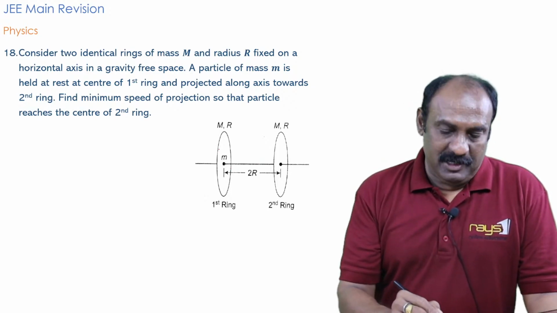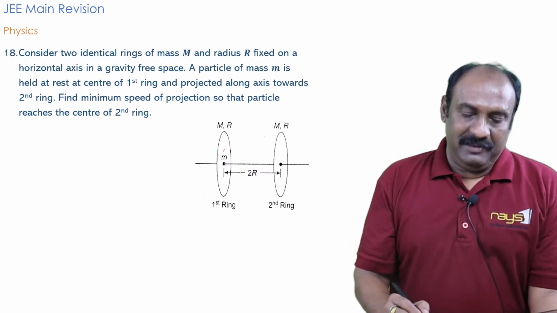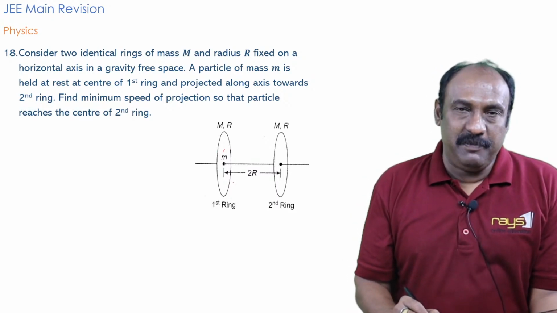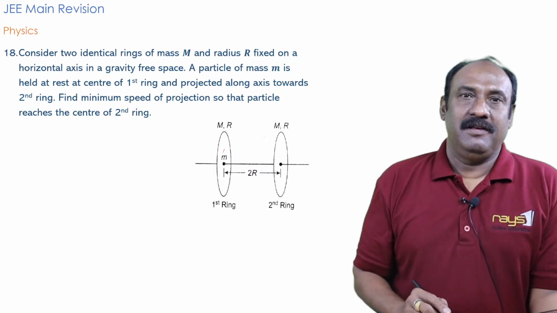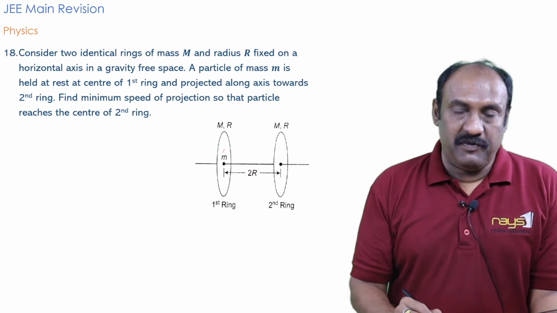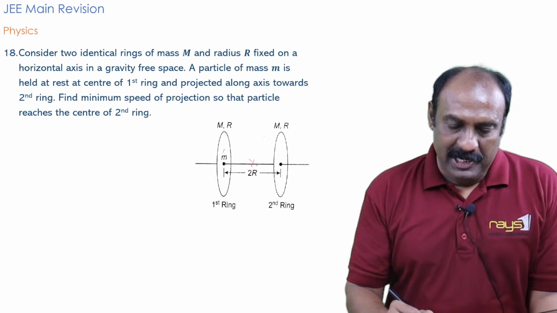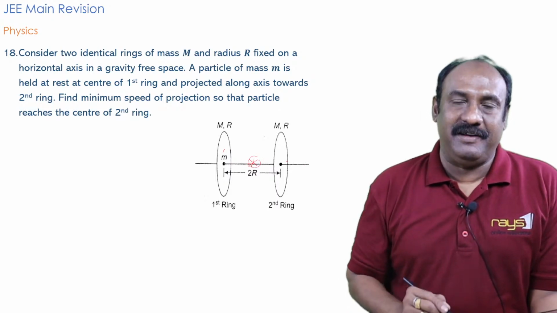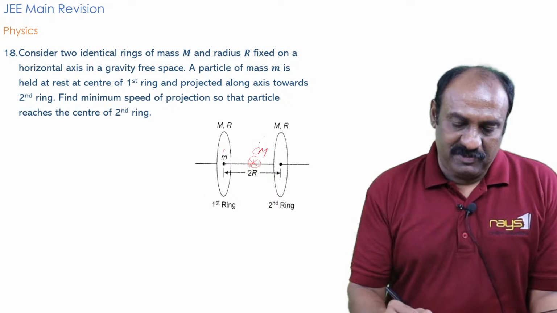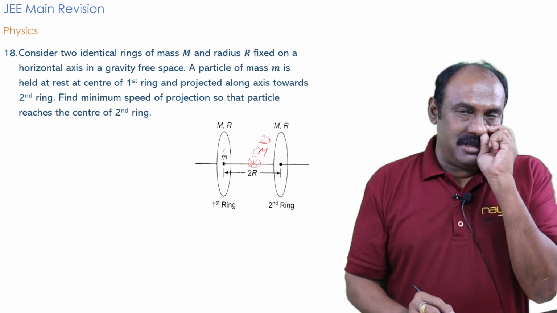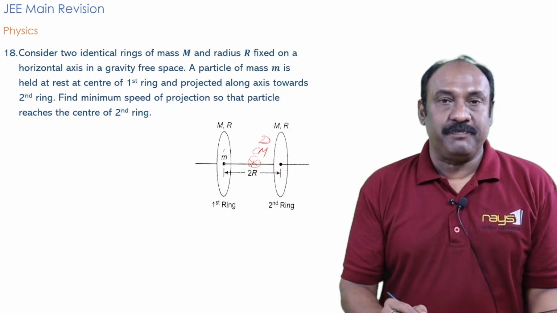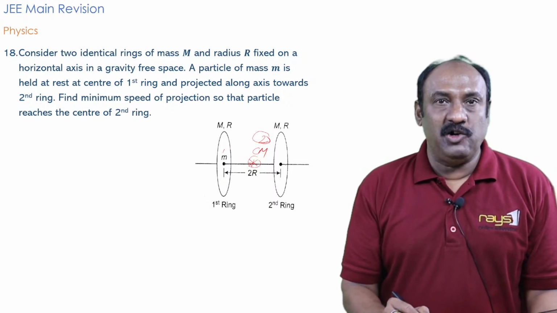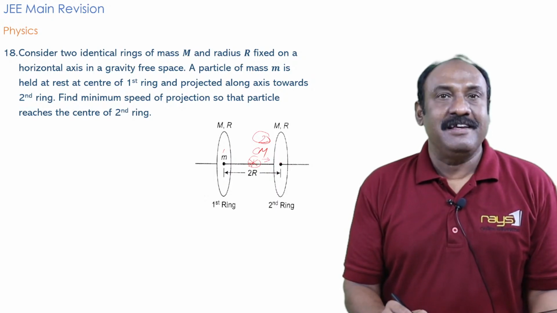So at point 1, the point of projection, the total energy of the projected body is equal to the total energy of the body when it finally reaches. Your duty is to project this body from the center of the first ring to the point where the center of mass of these two rings is located. This is the position of the center of mass, the final position of the body at which it has to reach. When this body reaches the center of mass of the two rings, then automatically, due to force of attraction, it slowly moves and reaches the center of the second ring.